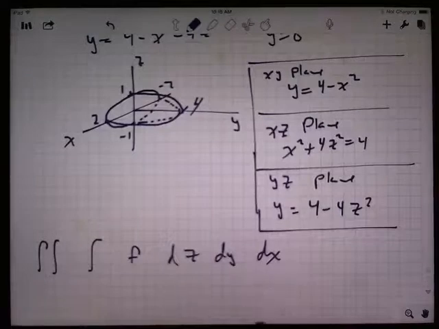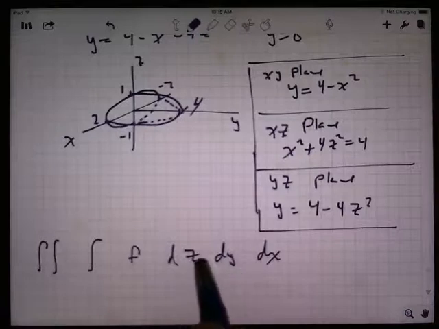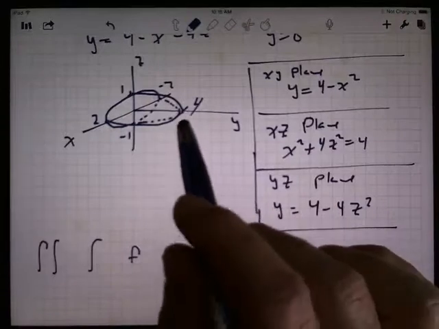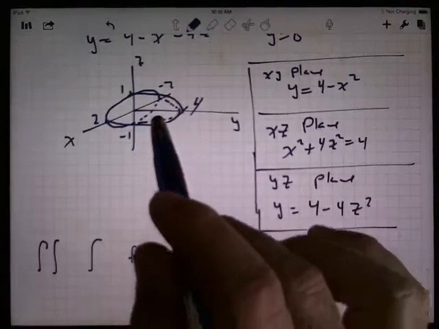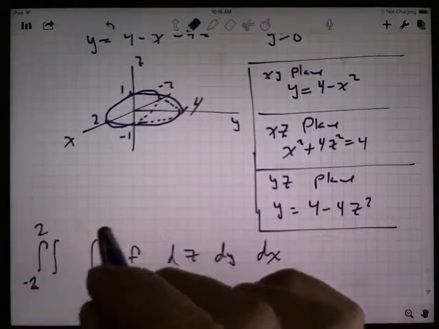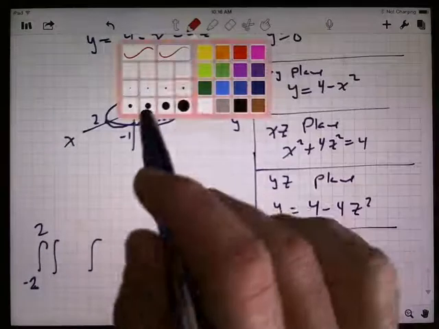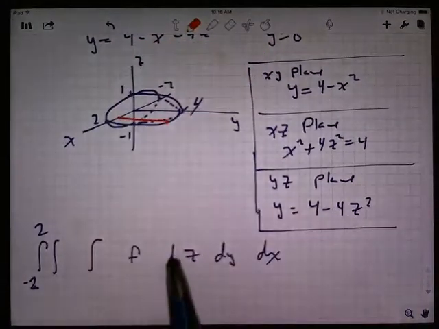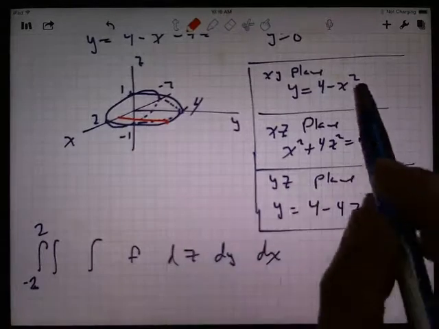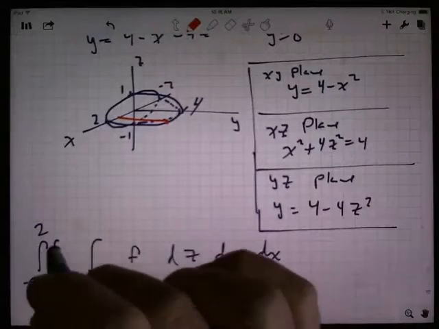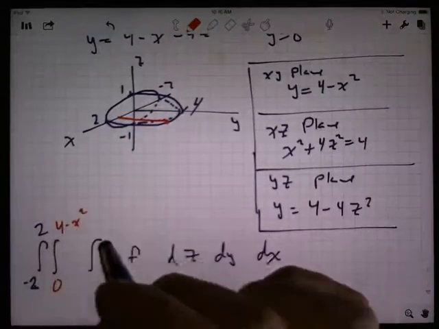So here I go. I'm going to work my way in, starting from the outside. If I'm doing z on the inside, I'm essentially looking at what this projects down to onto the xy plane. In the xy plane, the minimum x is -2. The maximum x is +2. For each value of x in between, y is running from 0 out to whatever this parabola is. That's this right here. So y goes from 0 out to 4 minus x squared.